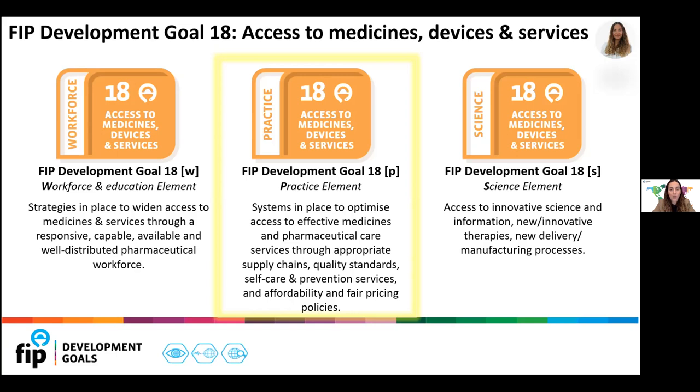So when we are talking about the practice element for goal 18, which is access to medicines, devices, and services, we are talking about systems in place that optimize access to effective medicines and pharmaceutical care services through appropriate supply chains, quality standards, self-care and prevention services, and affordability and fair pricing policies. So as you can see, it's a fairly comprehensive goal, and it involves a lot of activities.